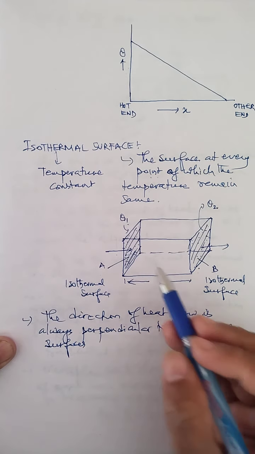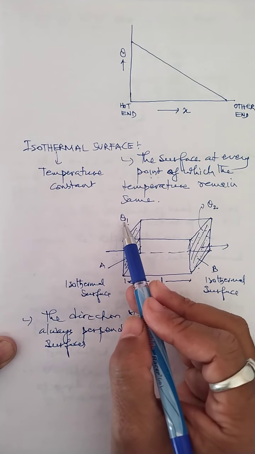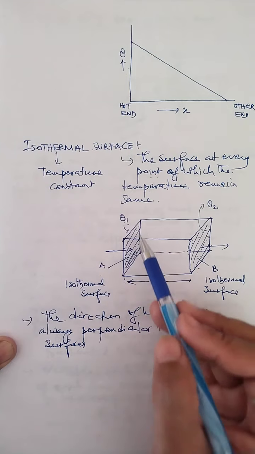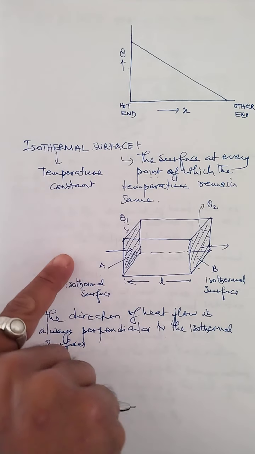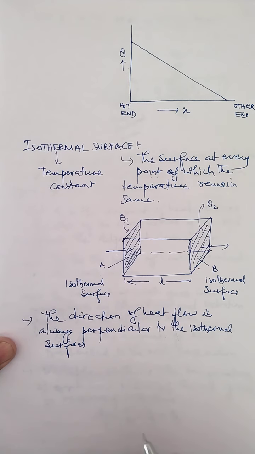So in the diagram, you see there are two isothermal surfaces. One is A, another is B, with different temperatures θ1 and θ2. But this is a surface where the heat flow is perpendicular to the surface. That is one of the important points you need to take note of.